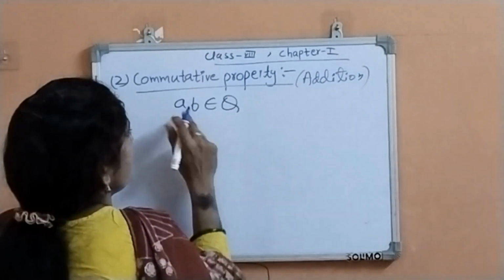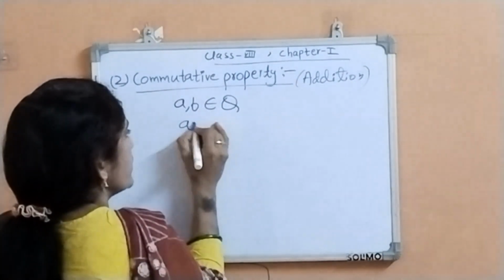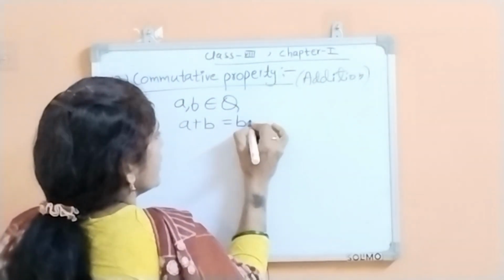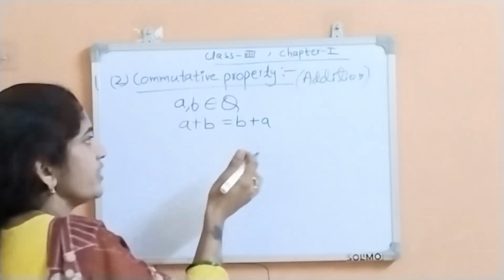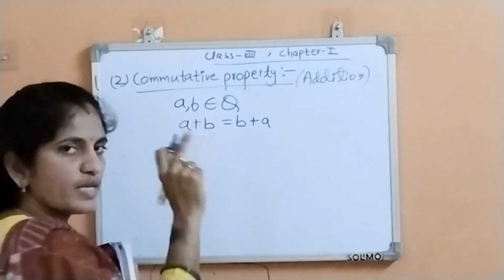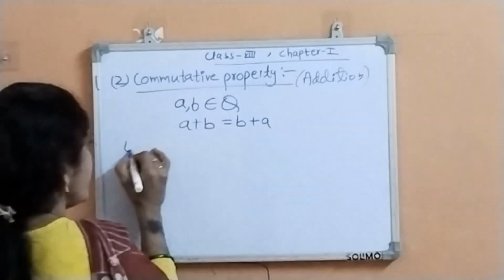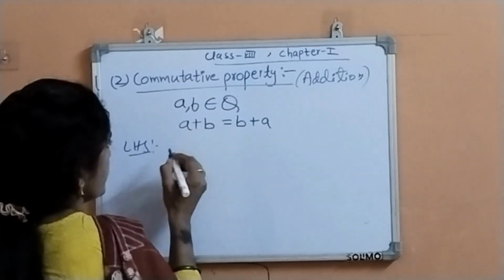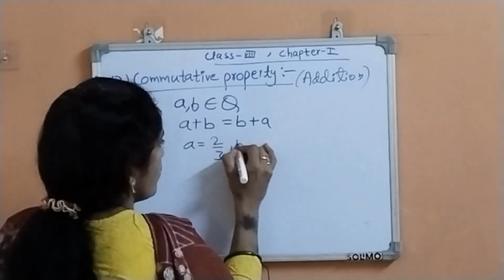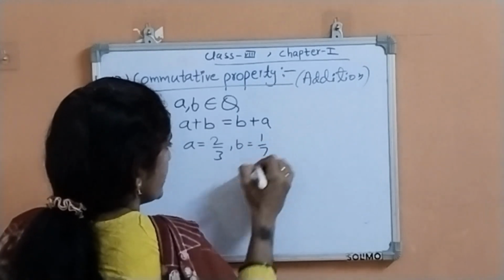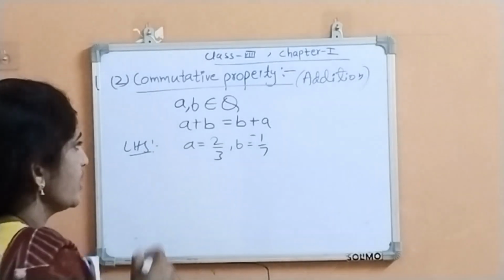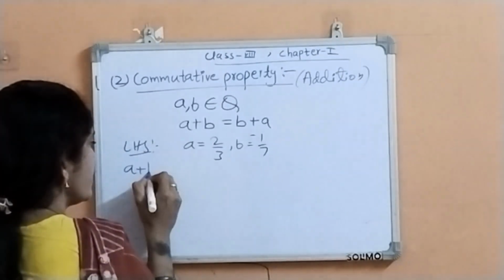So if we take the commutative property under addition, if we add a plus b, we are changing the order of the numbers from a plus b to b plus a. So we are going to check whether the result is the same or not. If we take LHS, by taking an example, a is equal to 2 by 3, b is equal to minus 1 by 7. You can take positives or negatives. So I am going to check a plus b, LHS at first.